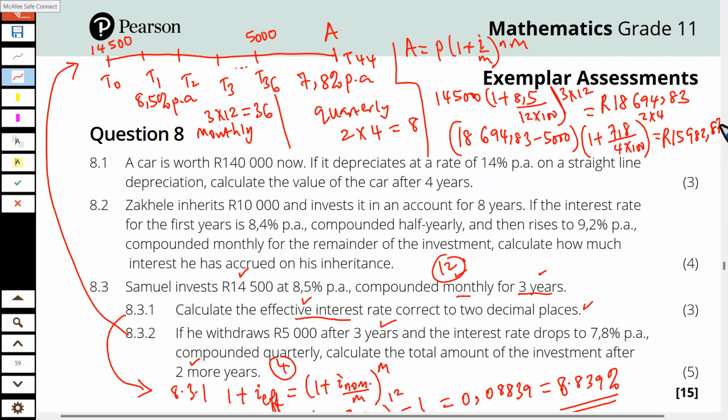982.87. Like this. So this becomes the amount of money. So calculate the total amount of the investment after 2 more years. So the investment is going to be just 15,982 Rand and 87 cents.